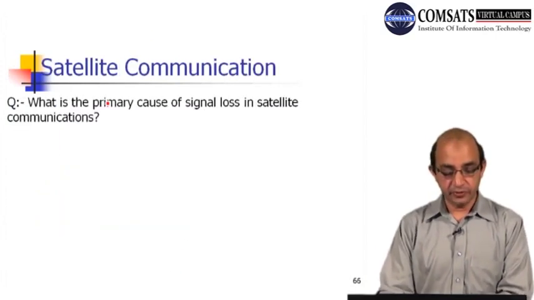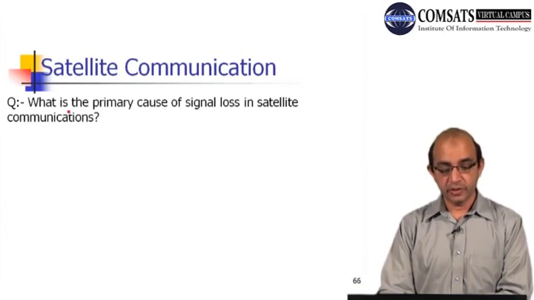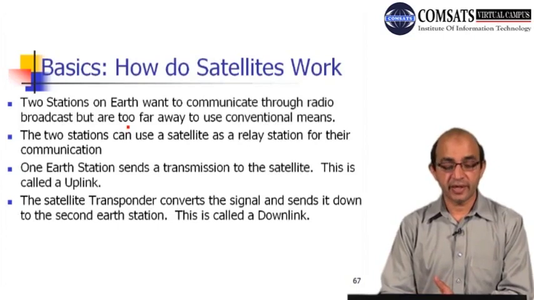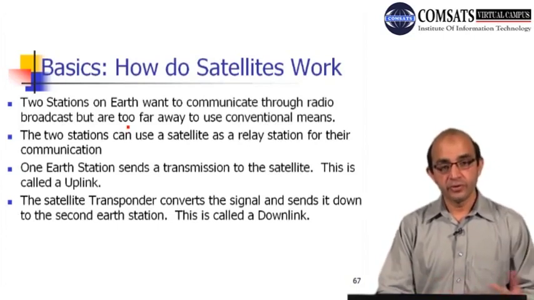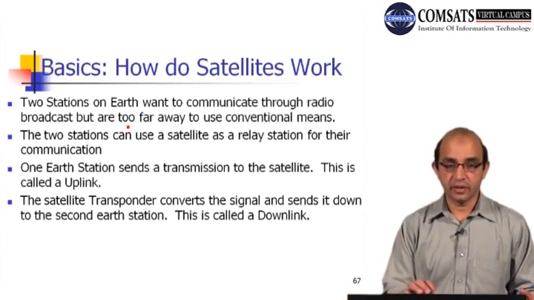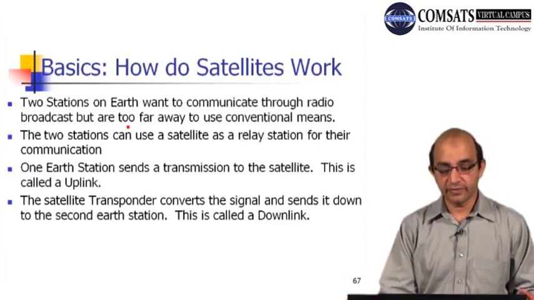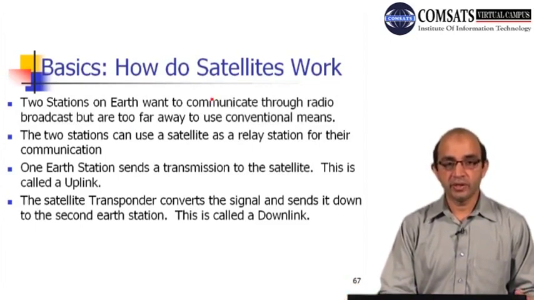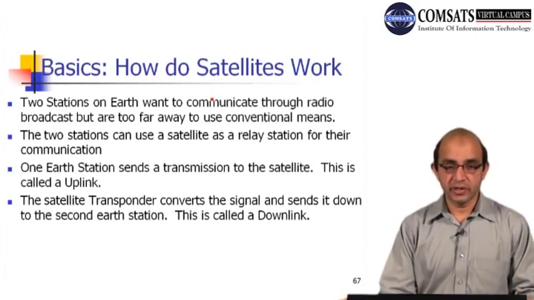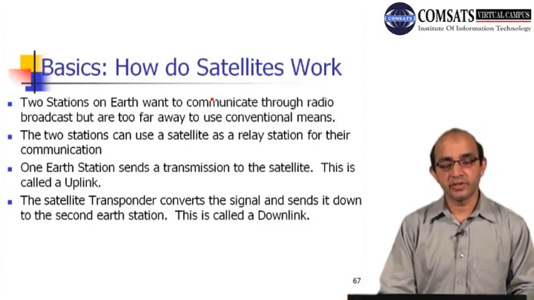Now we have a review question from satellite communication. What is the primary cause of signal loss in satellite communication? First we need to understand how satellites work. We have two stations on the earth and they want to communicate with each other, right? But they are not within their line of sight. So what we can do is launch a satellite with a transponder that receives a signal from one station on the earth and transmits or repeats the same signal to the other station on the earth, right?